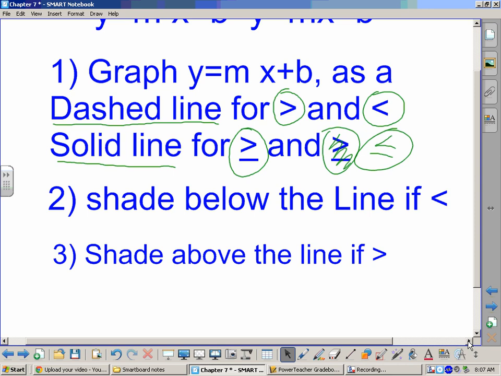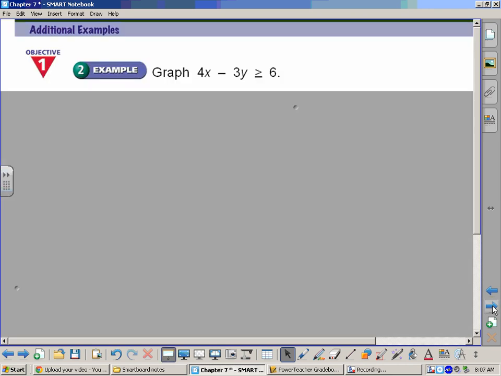And you shade above the line if you have a greater than symbol. That means we want everything to be larger than the line. So those are the instructions. You can pause this if you didn't get a chance to write it down and come back to it. But we're going to do two more examples.